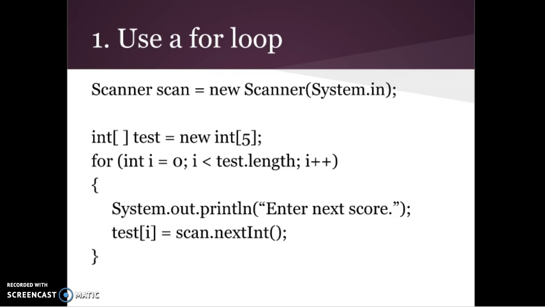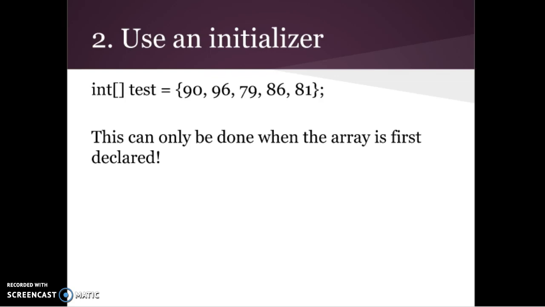The other way you can create or fill an array is with an initializer, and this is a little bit easier, but it only works if you know everything that's going in the array right away. So we could also do int bracket bracket test equals, and then this is the initializer. We've got curly bracket, and then all of our test scores, and then curly bracket. This can only be done when you're first making the array, like when you declare it. That's why I said you can only do it if you know what all the values are going to be right away. A couple things to note: we didn't need to say what size it was, we just put in the numbers, and we also didn't need the word new.